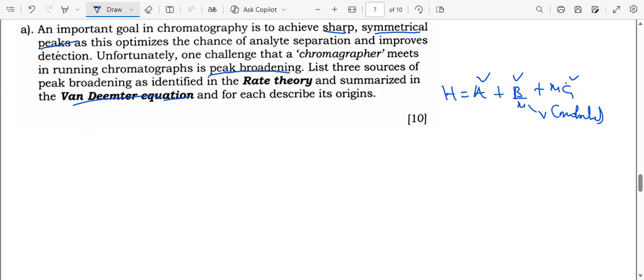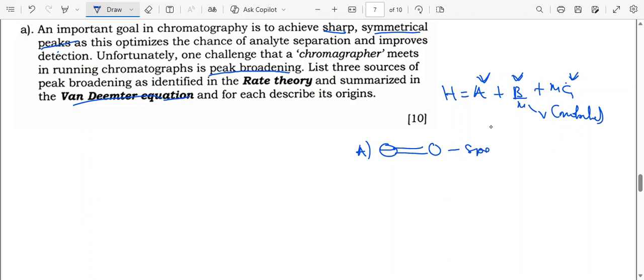So we want to list the three sources of peak broadening as identified. One is the eddy diffusion, B is the longitudinal diffusion, C is the mass resistance or mass transfer. Those are the three things, but I can break them down. Let me start with the eddy diffusion. It is caused when different molecules take different paths, so it's about molecules taking different paths. As a result, peaks can spread.